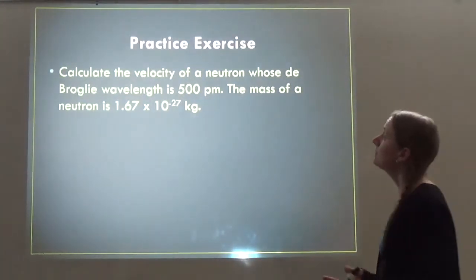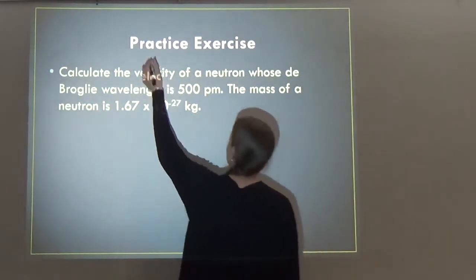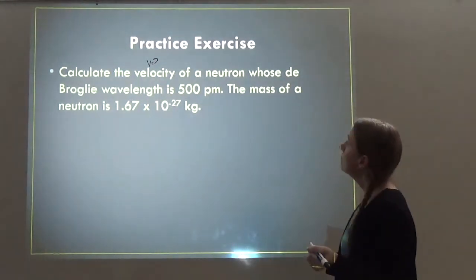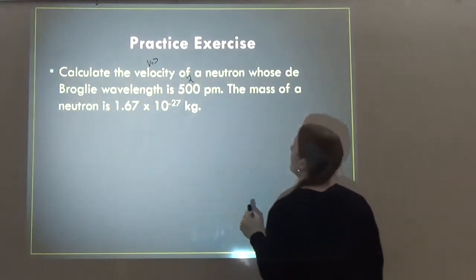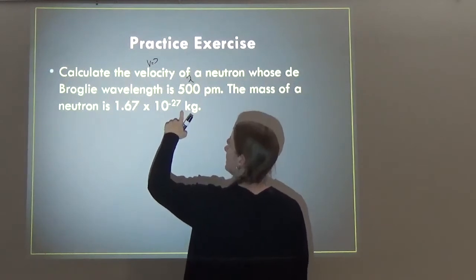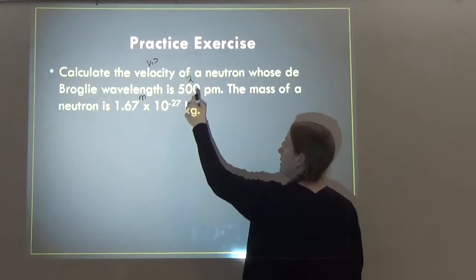Okay, so I'll assume you've paused it and you're ready to go. It says calculate the velocity, so this time I'm solving for V, of a neutron whose de Broglie wavelength is 500 picometers. So there's my wavelength. The mass of a neutron is 1.67 times 10 to the negative 27 kilograms. So notice, my mass is in the correct unit.